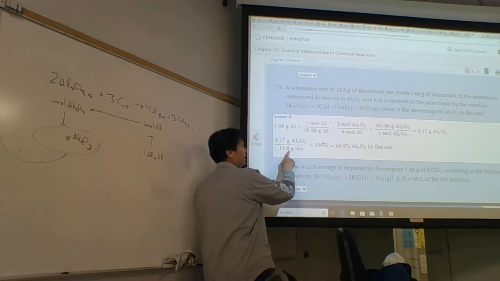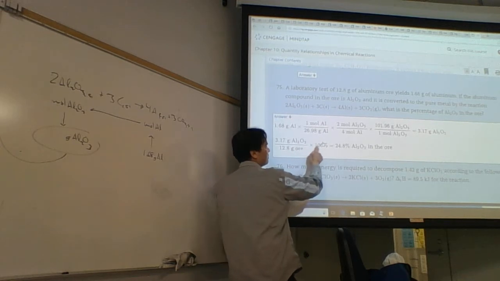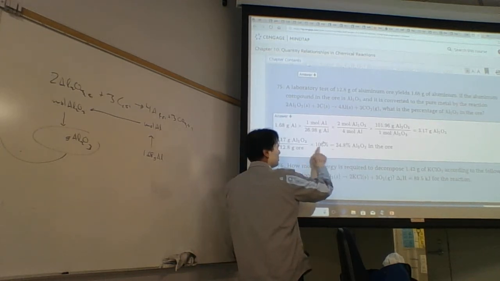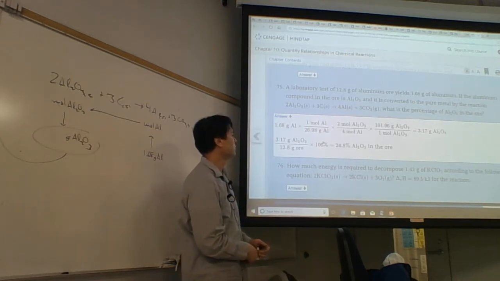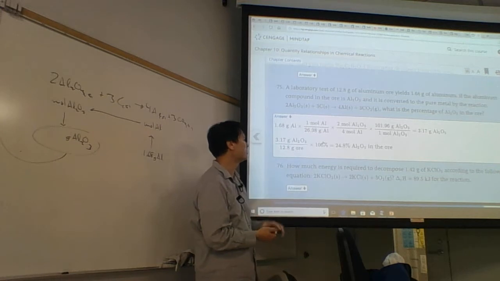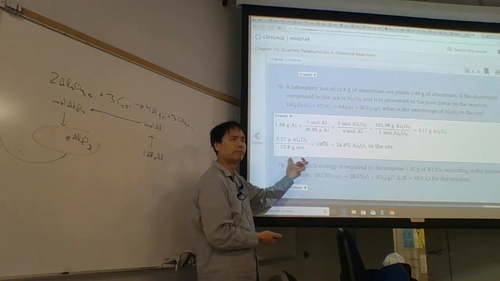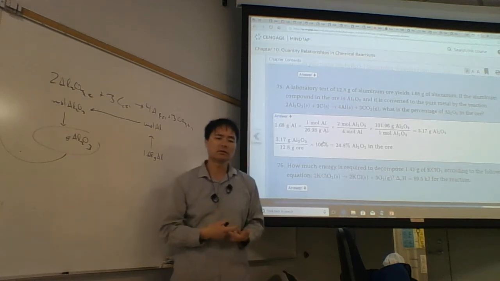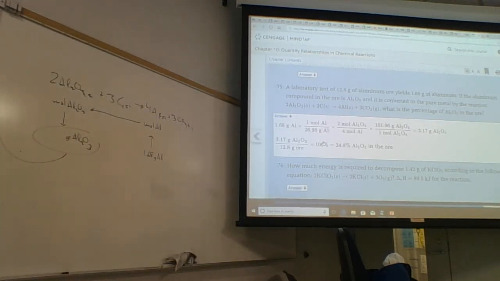For every 12.8 grams of ore, we had 3.17 grams of aluminum oxide. So what is the percentage? We'll just take the ratio times 100%. We get 24.8%. So we only had 3.17 grams of aluminum oxide in 12.8 grams of ore. Do you see that? So this problem is a little different. In the other two problems, we're using the percentage. In this problem, we have to figure out what the percentage is.